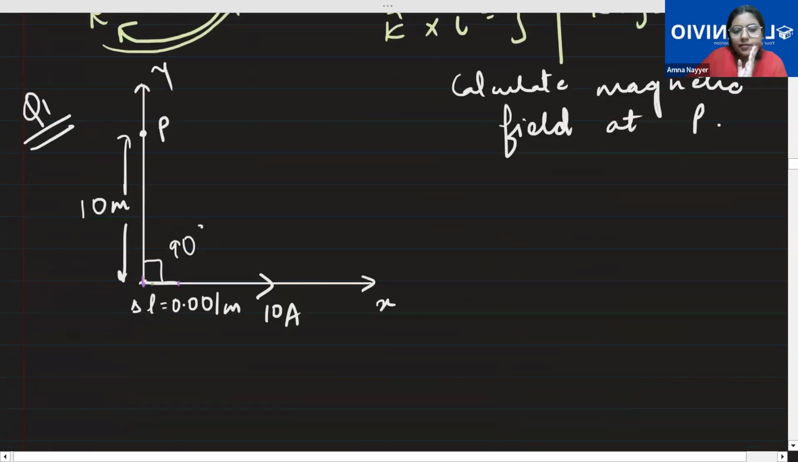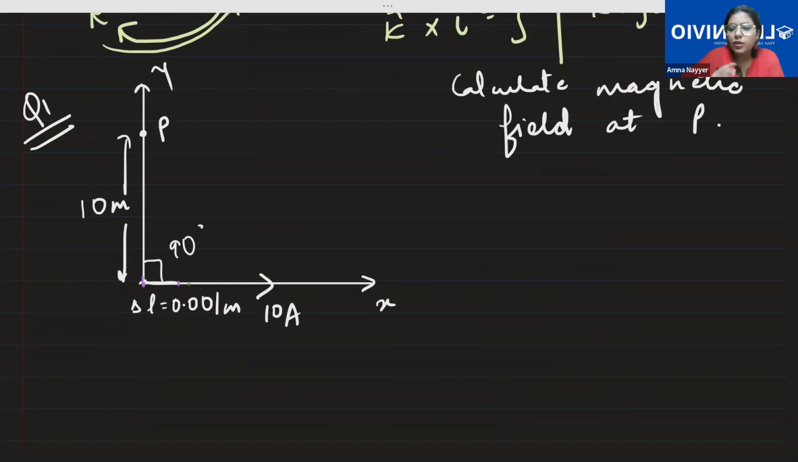See, here the wire has been given on the x-axis. How do we know this? Because you can directly see the current of 10 ampere is flowing along the x-axis. And then this point P is situated at a distance of 10 meters. Now, delta L is a very small length that has been given as 0.001 meter. And since this point P is lying on the y-axis, this will definitely be perpendicular on its own, even if I don't give this angle. Note all these things are already mentioned in the picture.